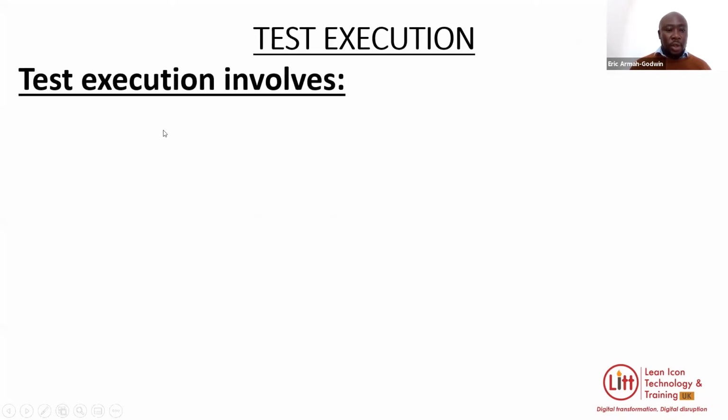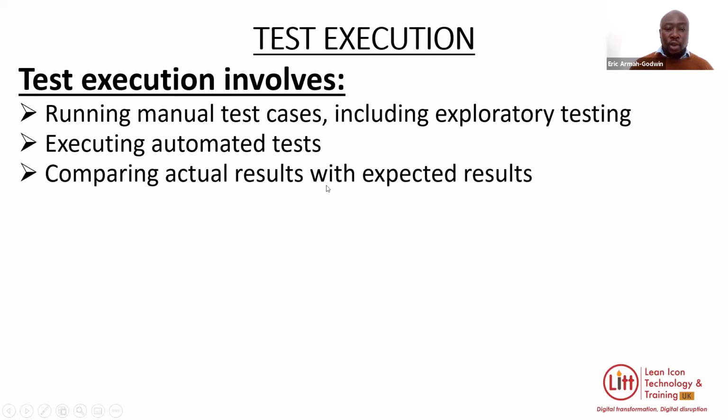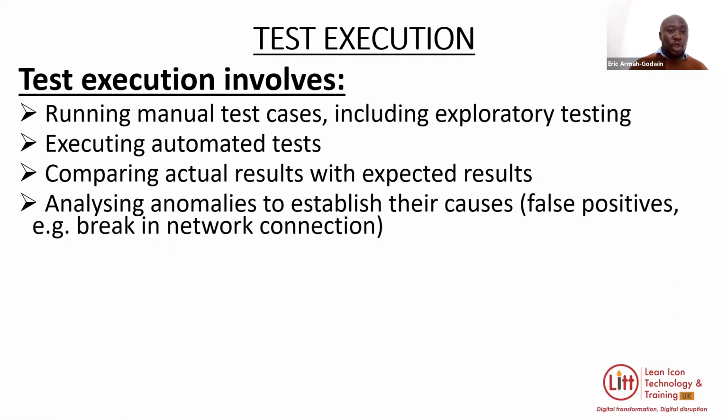At this stage of testing, the activities involved include running manual test cases, including exploratory testing. We also execute automated tests at this stage, comparing actual results with expected results. It's important that I mention that. I said before that people usually assume testing is all about test execution. But I'll repeat, test execution is just one of the activities in testing. And at this stage, we also analyze anomalies to establish their causes.